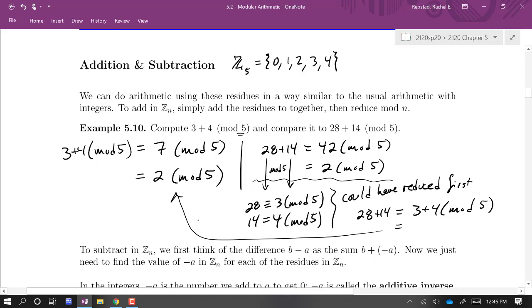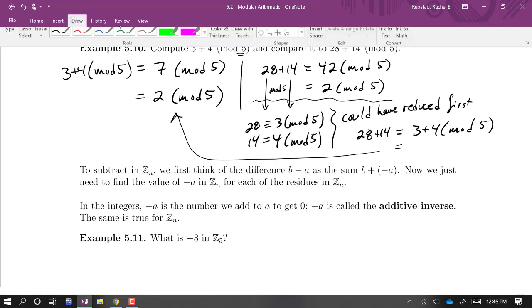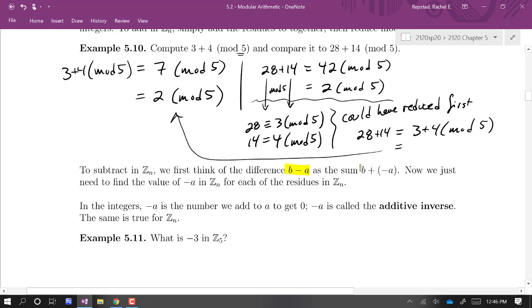Now, so there's some addition. When we do some subtraction, we're first going to think of the subtraction b minus a. I'm going to rewrite that as b plus a negative a. That's just a general truth. It's true for all numbers. We can think of subtracting as adding the negative. So that makes our work right now wanting to find the value of negative a in Zn for each of these residues.